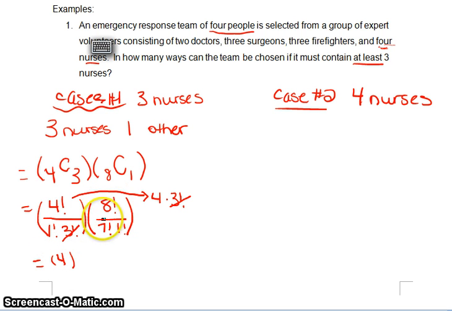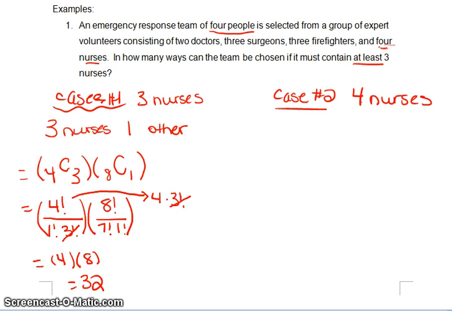And the same thing is going to happen with our 8 factorial and 7 factorial. If, say, we had n factorial divided by n minus 1 factorial, you're just left with n. So here we're just going to be left with 8. So 4 times 8 is 32. That means there are 32 different ways that we can choose 3 nurses and 1 other person.